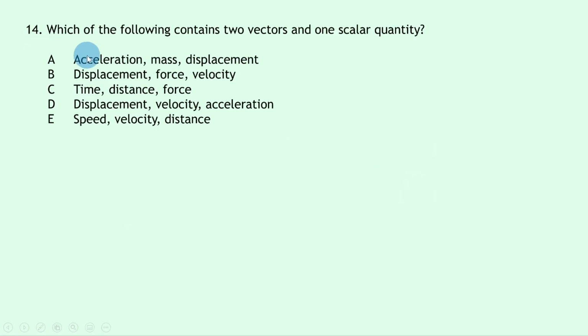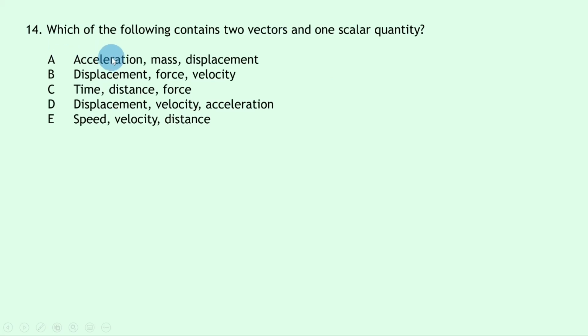Question 14 says which of the following contains 2 vectors and 1 scalar quantity? Well, let's look through each of these and decide whether they're scalars or vectors. Firstly, remember a scalar quantity is one that has a magnitude only, and a vector quantity is one that has both a magnitude, i.e. a size, and a direction.